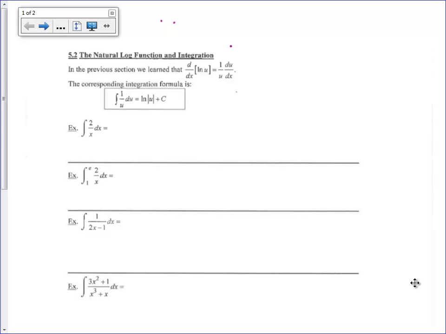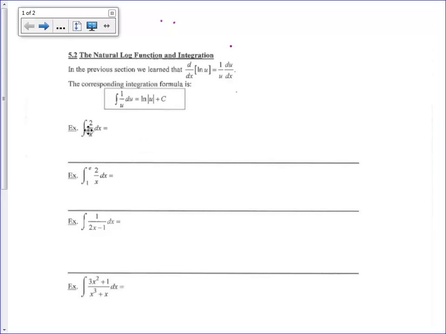Today we're going to take a look at how to integrate things that involve natural logs. Since we know the derivative of natural log of u is 1 over u times du/dx, if we get into any situation where we have 1 over u times du, then it's going to integrate into the natural log, because integration is the inverse of differentiation. So let's get started here.